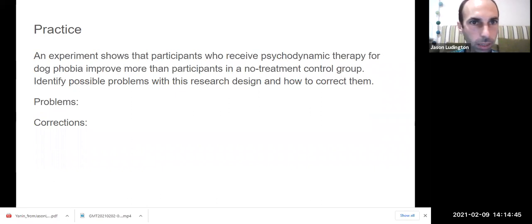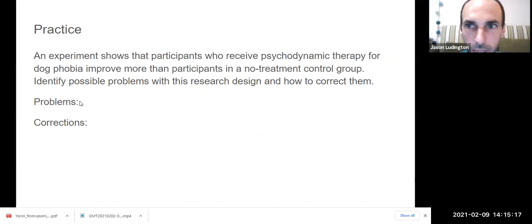Okay. An experiment shows that participants who receive psychodynamic therapy for dog phobia improve more than participants in a no treatment control group. So the dog phobia therapy and the no therapy. Identify possible problems with this research design and how to correct them. Let's do this as a class. So you tell me what to type and I will type it.